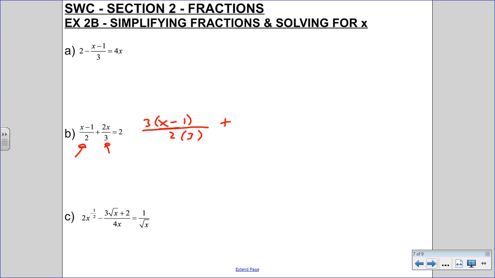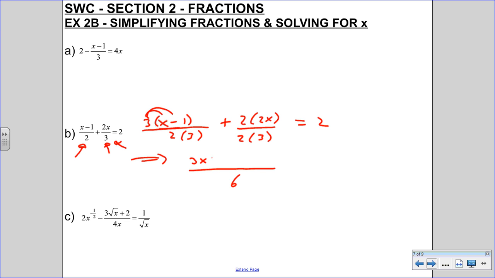Plus, this right hand one is missing a 2. So 2 times 2x, but if I do it to the top, I've got to do it to the bottom as well. Now the denominator is the same, I can put it together. So that's everything over 6. And 3 times x, 3 times minus 1 is minus 3. Plus 2 times 2x is 4x is 2. So here we get 7x, take 3 on the top, over 6 is 2.